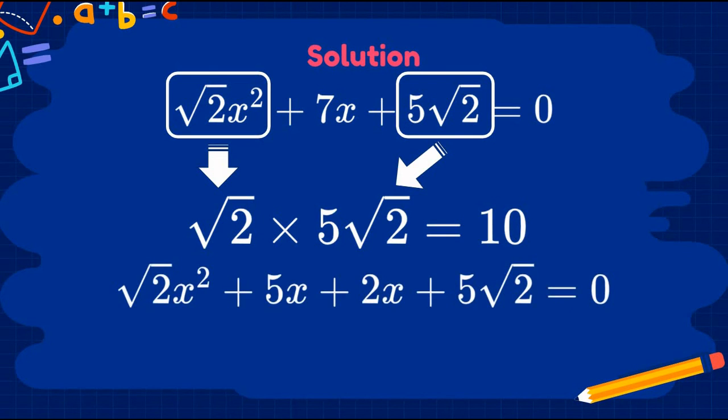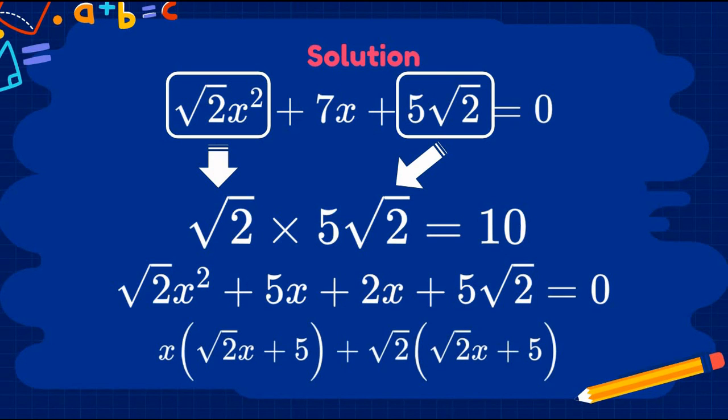So we should write them as root 2x square plus 5x plus 2x plus 5 root 2. So 5 and 2 are the factors that we got for 10, which are satisfying both our conditions. So we have to write it as 5x and 2x. So this entire equation becomes root 2x square plus 5x plus 2x plus 5 root 2. By looking at this, you should remember that we can take something common from the first two terms, and we can take one more thing common from the second two terms. So let's take them common quickly.